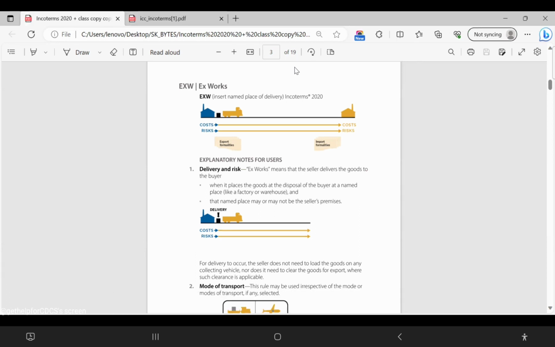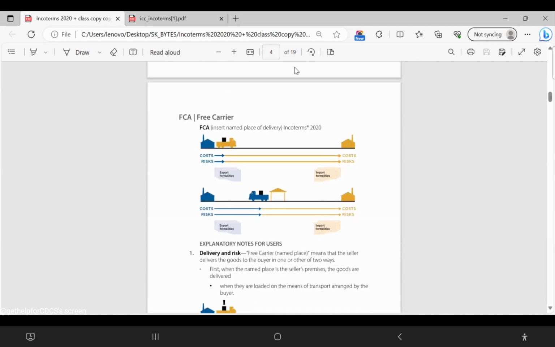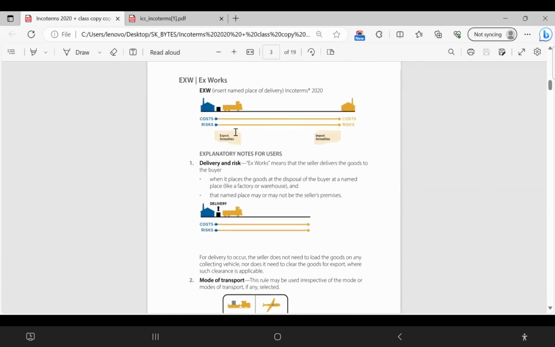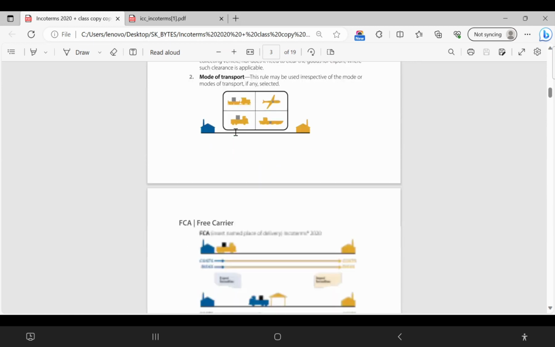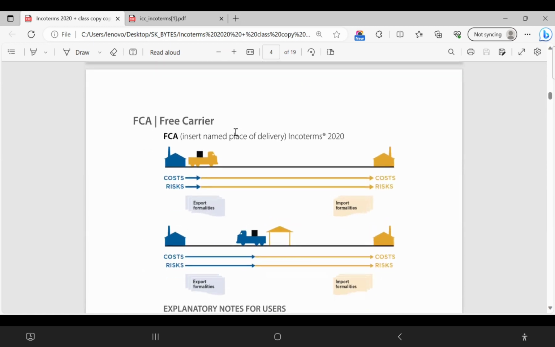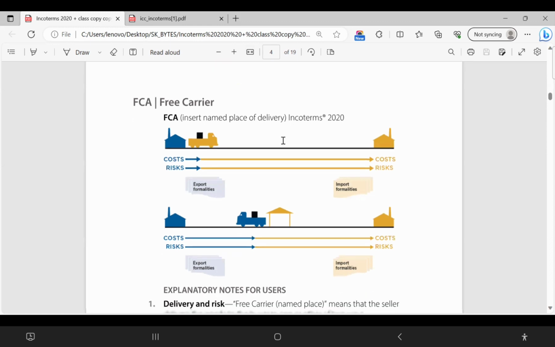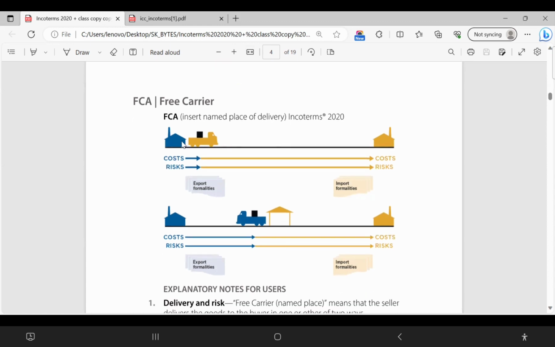Okay, now the next one is Free Carrier. Like Ex Works, FCA also means insert named place of delivery. Same, right? From the illustration, you can make it out. It is loaded. And the second thing is export formalities in blue color, meaning export formalities are by the seller, and loading is also an obligation of the seller. So two obligations are added for the seller here.